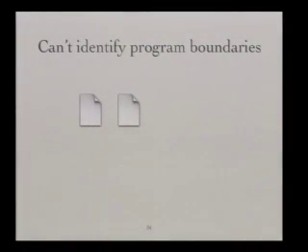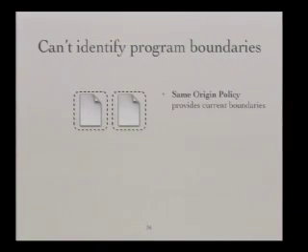So the first issue is trying to identify program boundaries on today's web. Now, a web program is not just a web page. It's a collection of pages that can talk to each other in the browser and interact. And of course, today's browsers use the same origin policy to try and say what pages can talk to each other and what can't. So if two pages are from different origins, then they can't access each other.